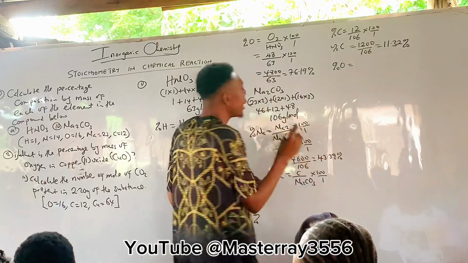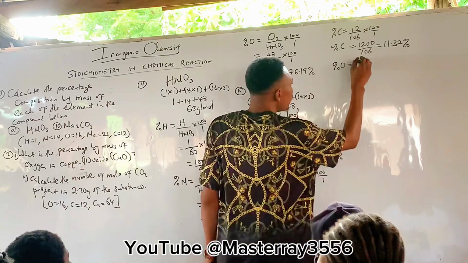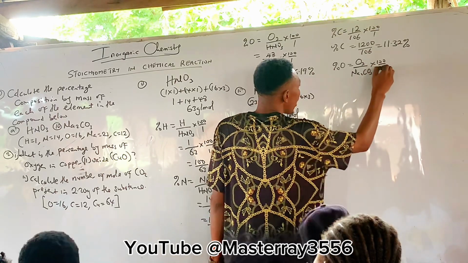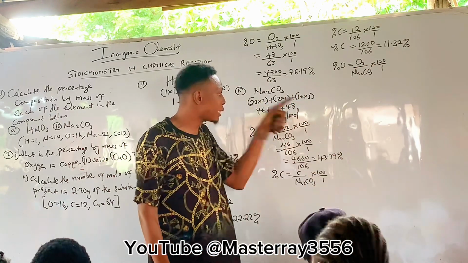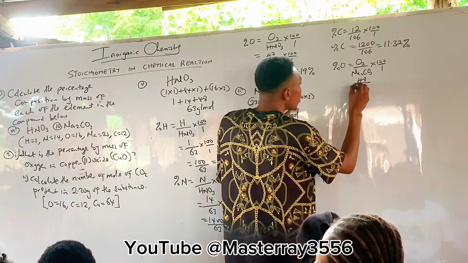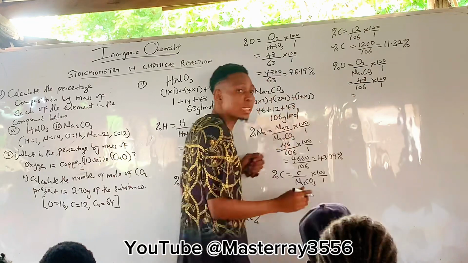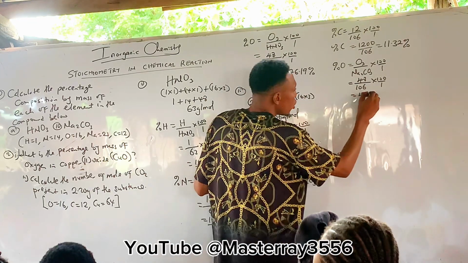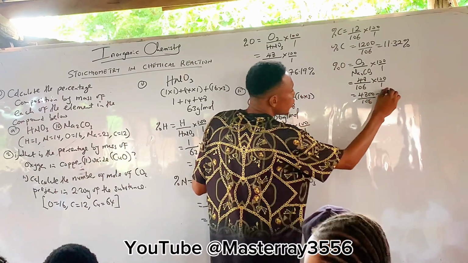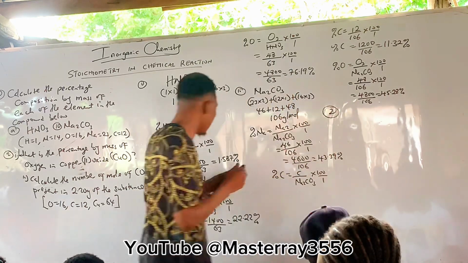Then the next one, we also look for percentage of oxygen. Oxygen here is O3, right? Yeah. Oxygen in the compound is O3. So we have O3 over Na2CO3 times 100 over 1. O3 there, that is 16 times 3, gives us 48. So that is 48, then over 106 times 100 over 1. 48 times 100, that 4800, then over 106. So what do we have? 45.28%.